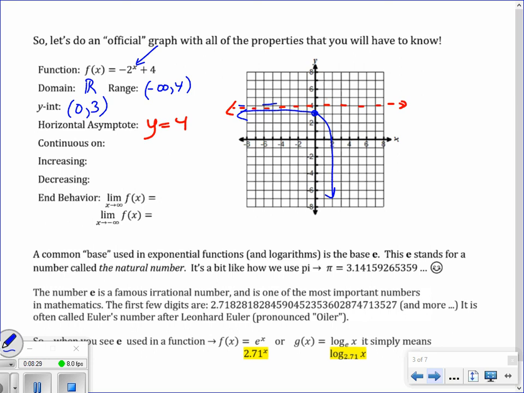As this graph comes down, it still edges over to the right. So eventually it's going to go all the way to the right, but we'll never see it because it's so slow moving over. So it's continuous on everything. There are no holes or breaks or anything like that.